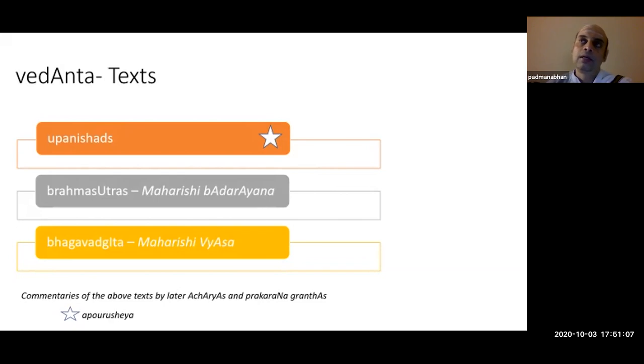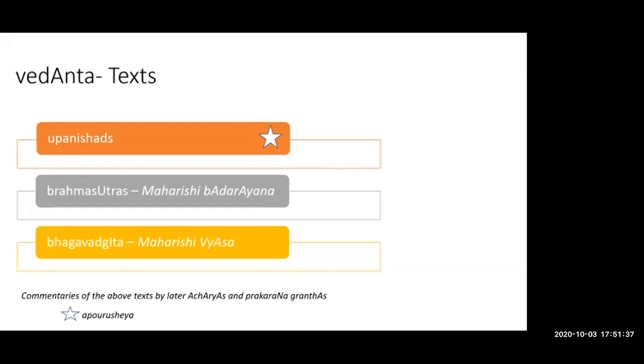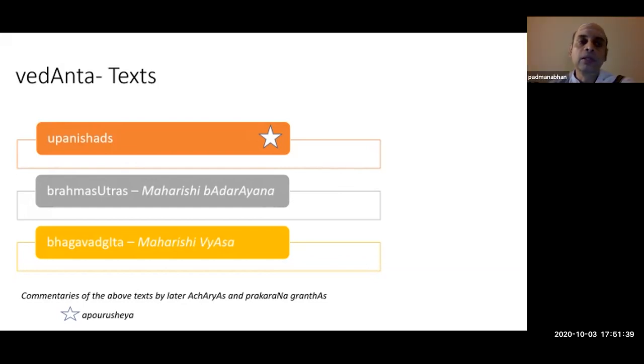Then we also have a lot of acharyas who came down the line, and they have written their commentaries on all these Prasthanatraya Granthas. We have seen Adi Shankaracharya, Sri Ramanujacharya and Sri Madhvacharya. They have written commentaries on all these texts. And there are Prakarana Granthas also, like Viveka Chudamani by Adi Shankaracharya, where he has condensed the philosophies of the Upanishads. You see that there is a small star over here, whereas this doesn't have the star.